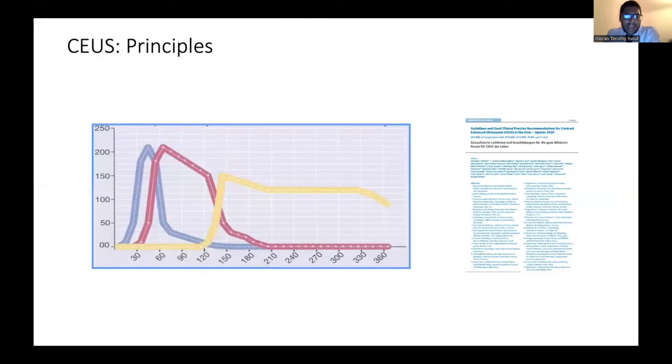So what are the principles of it? Well, it now means you have overlapping phases of imaging. You do not have a discrete arterial phase, portal phase, and late phase.